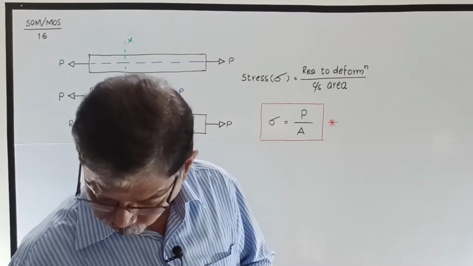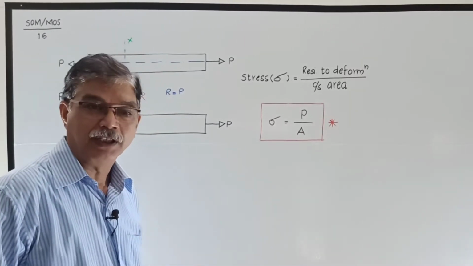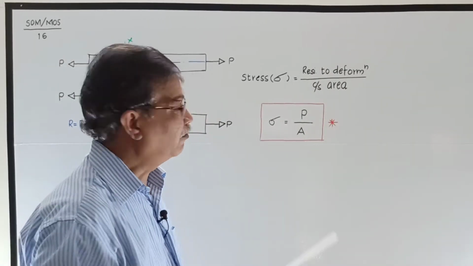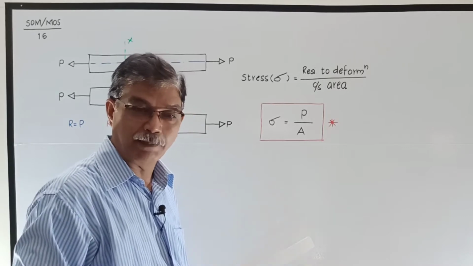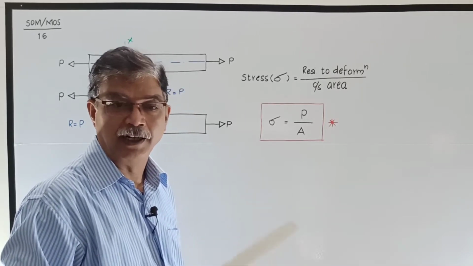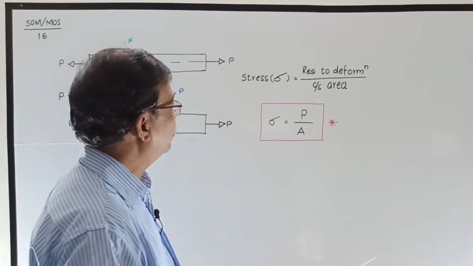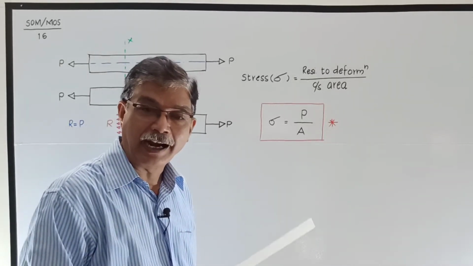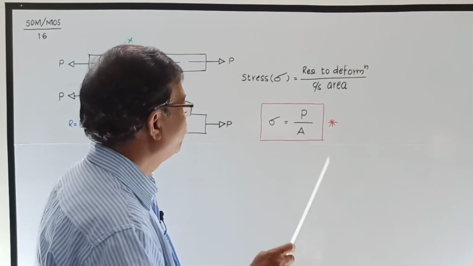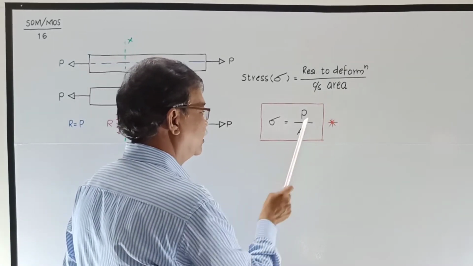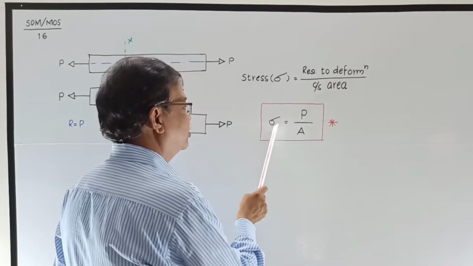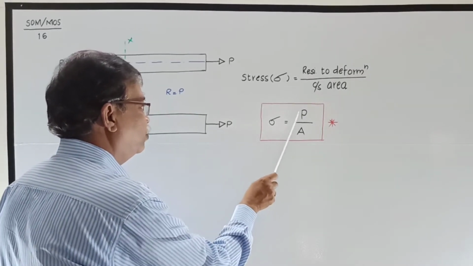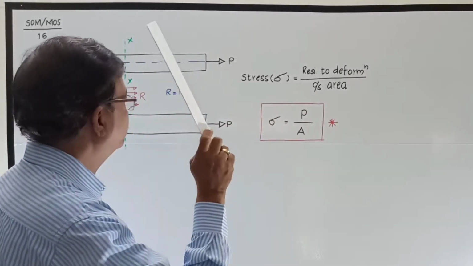Now, mind well, if you are asked to define the stress, you cannot say it is P by A, but you will have to say that whenever the external load is applied on the body of elastic material, it will deform. Such a deformation is resisted by the material of the body, and such a resistance to the deformation per unit cross-sectional area is known as stress. Therefore, the expression to calculate stress is sigma is equal to P by A. This is the definition of stress.